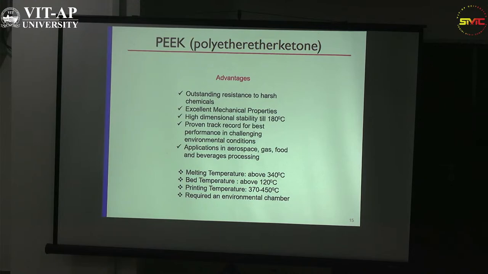But if the PEEK material has this many advantages, then definitely the cost of PEEK must also be high. I'm going to show you in the upcoming slides what the cost of these materials could be. Its melting temperature is about 340, bed temperature you need to maintain around 120 degrees Celsius, and printing temperature around 370 to 450 degrees Celsius. And it requires an environmental chamber. So what does it mean? You can't print PEEK on our regular 3D printers. An environmental chamber is required for PEEK.